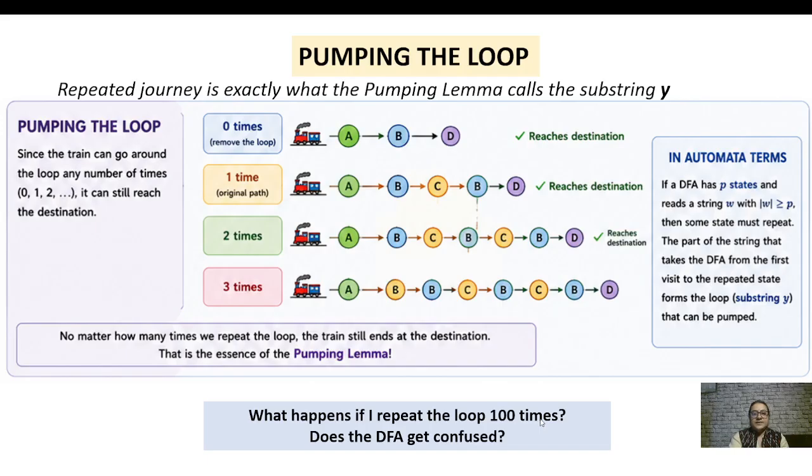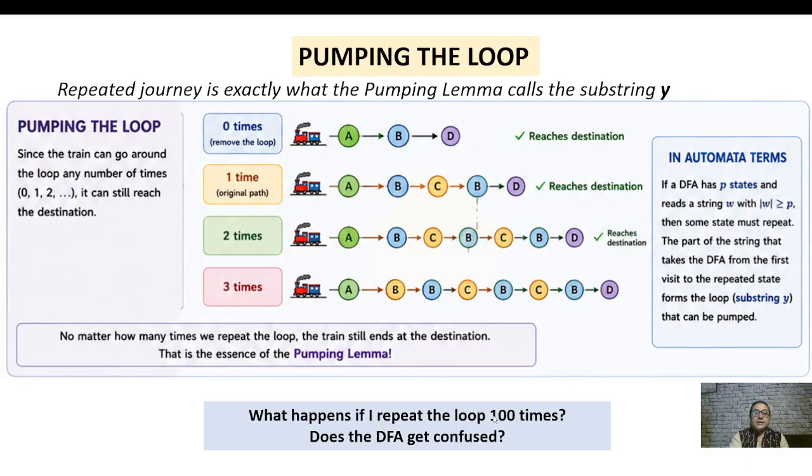So now comes the exciting part. Suppose our train reaches station B and starts traveling around the loop. Can the train go around the loop only once? Yes. Can it go around twice? Yes. Can it go around thrice, or 10 times? Absolutely yes. No matter how many times it travels around the loop, it still reaches the destination D. This is exactly why we call it the pumping lemma. We are literally pumping the loop.